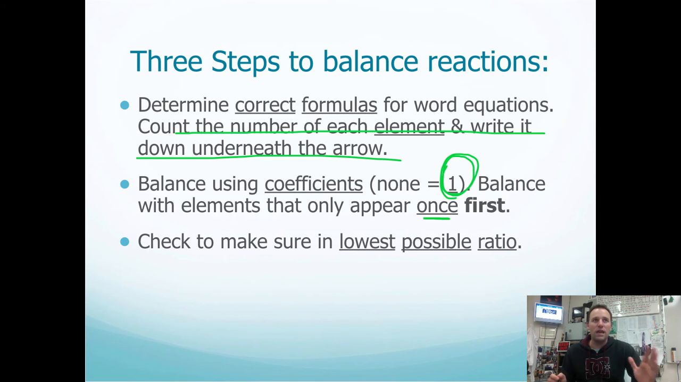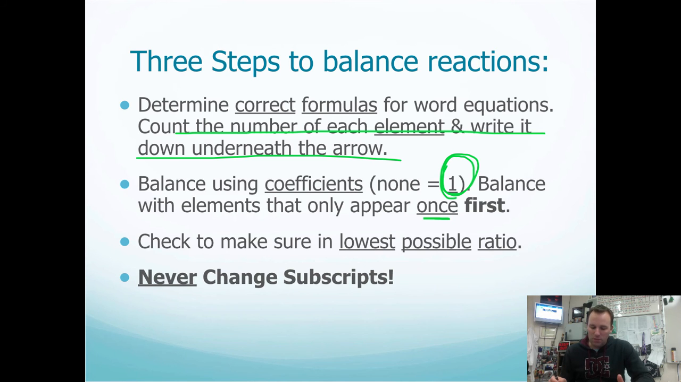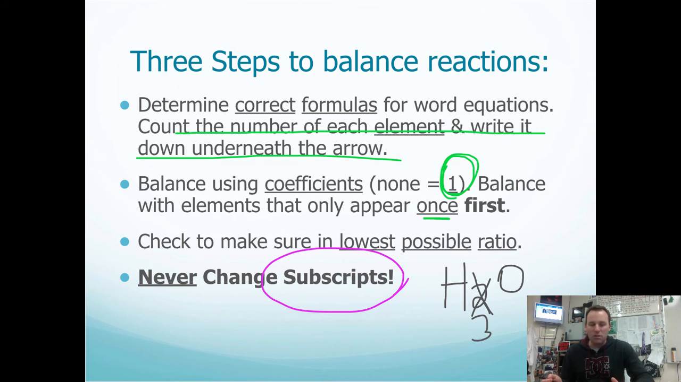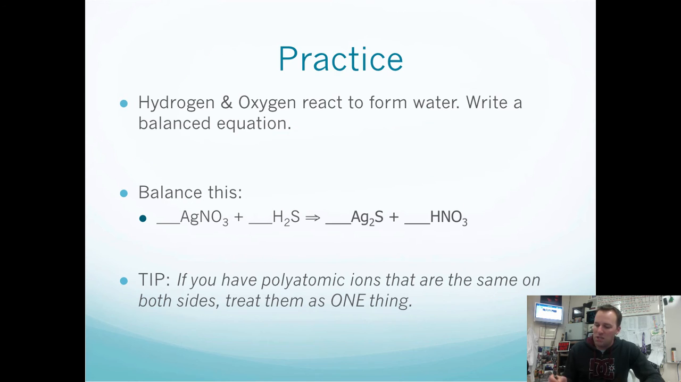For instance, if you get 2, 2, 2, 2, that could be reduced down to 1, 1, 1, 1. Always make sure it's in the lowest possible ratio, and you can never, ever change the subscripts. Mother Nature, for instance, designed water to be H2O. If you need 3 hydrogens, you can't just cross that out and make water H3O just to please yourself. So don't ever change the subscripts. You are not Mother Nature. You are not in charge.